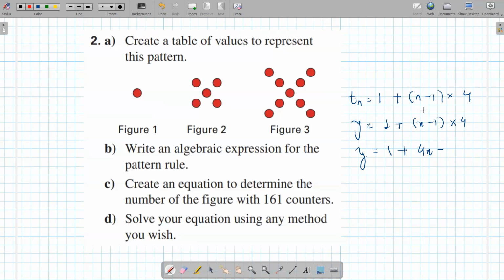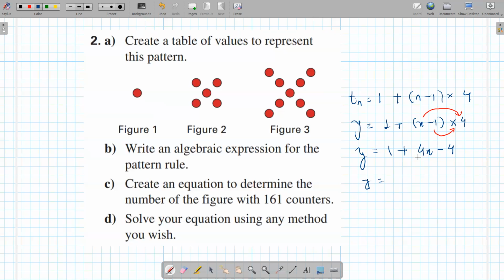How do you open a bracket? You do this. You do x times 4, okay? Which is 4x, or x4, 4x, same thing. And then you do minus 1 times 4 as well. So what is this? Minus what? Minus 1 times 4. What would that be? Minus 4. Yeah. Okay, not minus 1, because you also have to multiply the other element in the bracket with the 4.